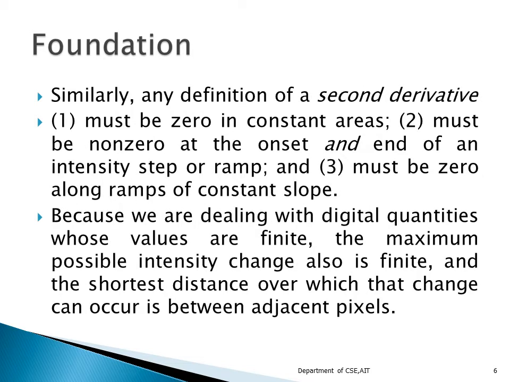If we go for the second order derivative, in that case, the differences must be 0 in constant areas. And it must be non-zero at the onset and the end of an intensity step or ramp. And it must be 0 along the ramps of the constant slope. So these are the conditions for the second order derivative. Because we are dealing with the digital values here, the values will be finite. And the maximum possible intensity change what we are going to have will also be finite. And the changes will be occurring between the adjacent pixels.